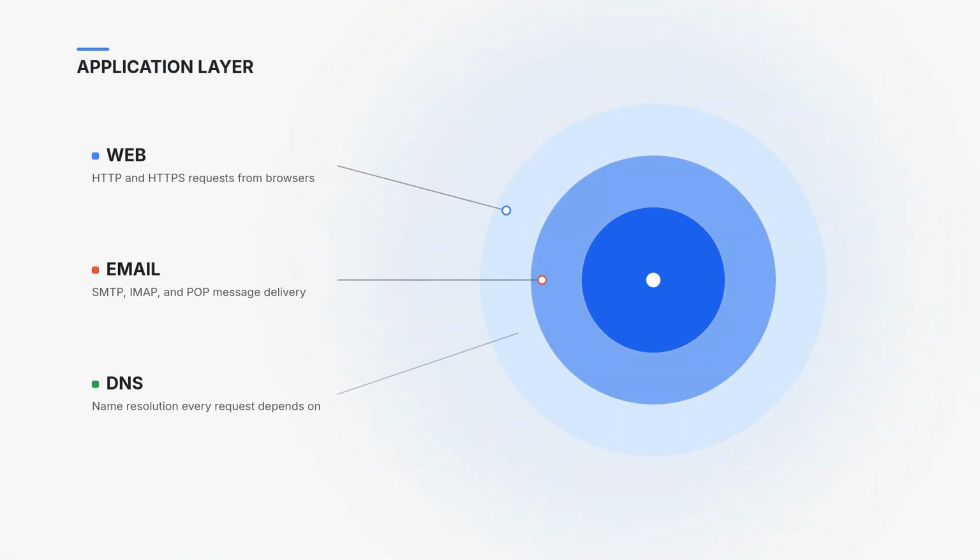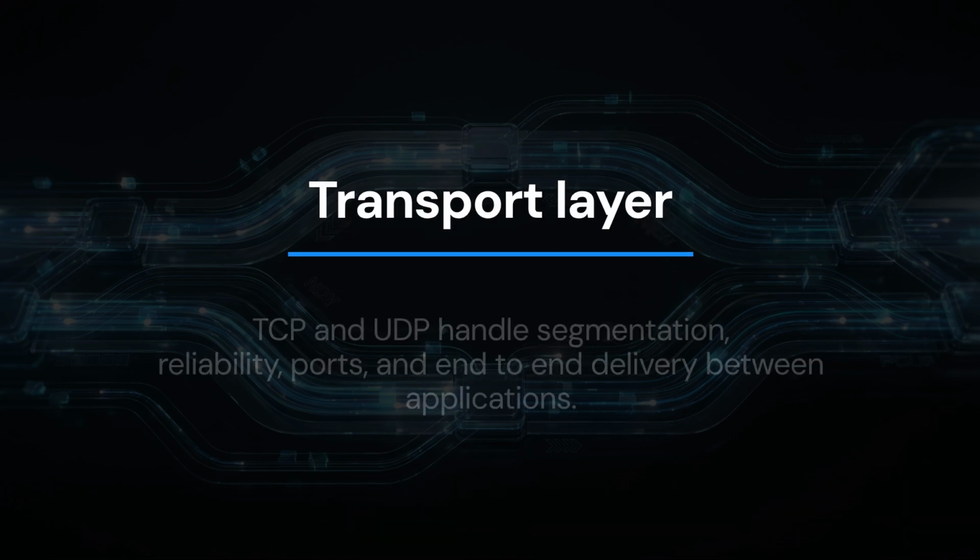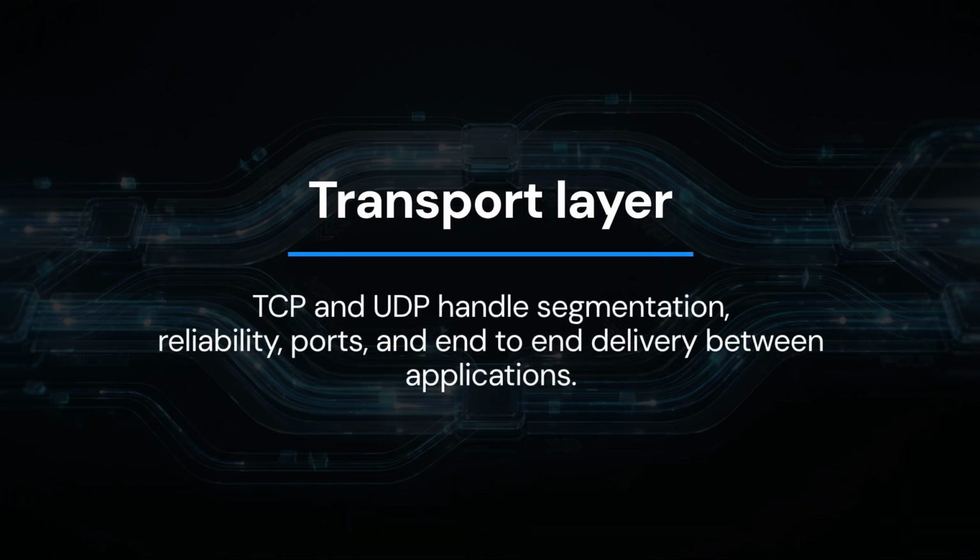At the application layer, user-facing network services live here, like web, email, and DNS requests that software relies on. Presentation handles translation, formatting, compression, and encryption, while session manages the setup and maintenance of communication between hosts. Transport is where TCP and UDP sit, so think segmentation, reliability, ports, and end-to-end delivery between applications.